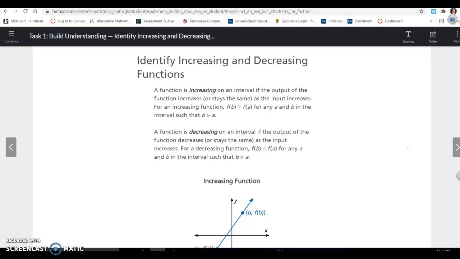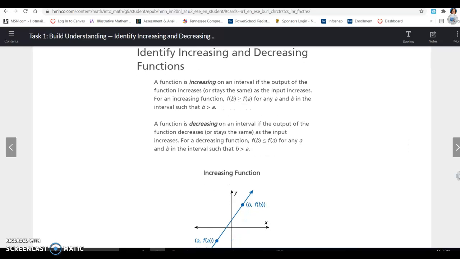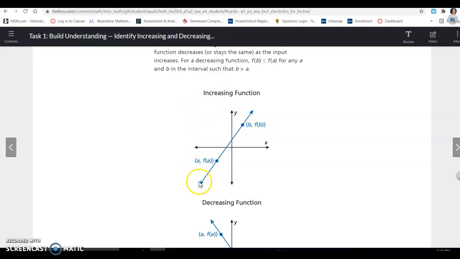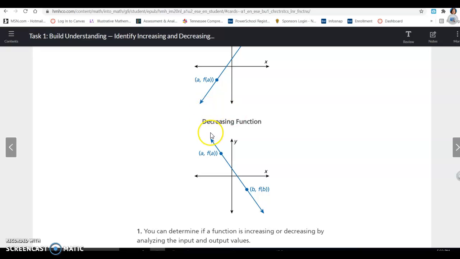A function is increasing on the interval if the output of the function increases or stays the same as the input increases. A function is decreasing on the interval if the output of the function decreases or stays the same as the input increases. This is mathematical terminology as a way to say a function is increasing if it's going up from left to right, and the function is decreasing if it's going down from left to right.